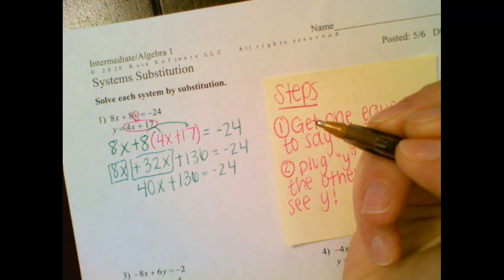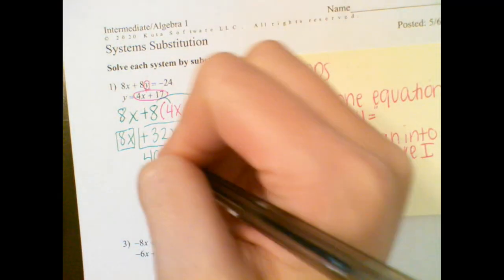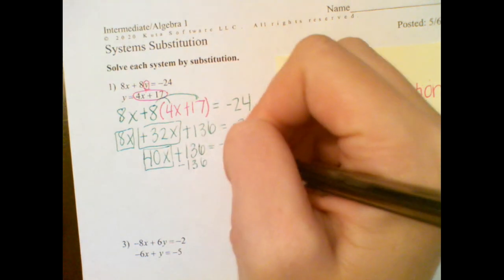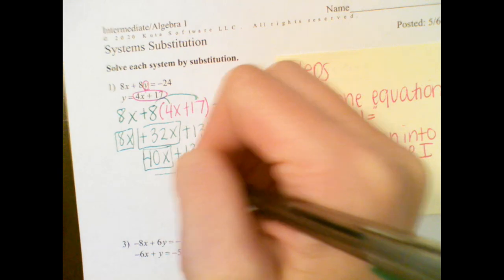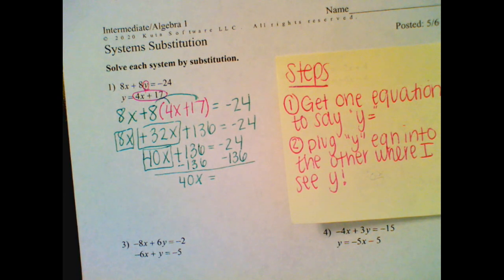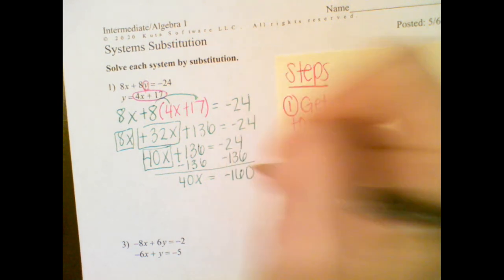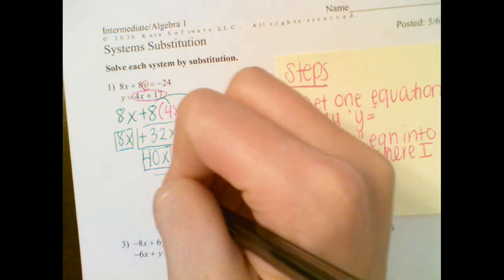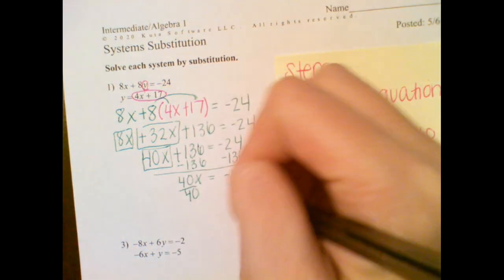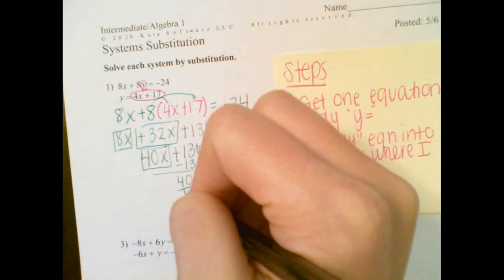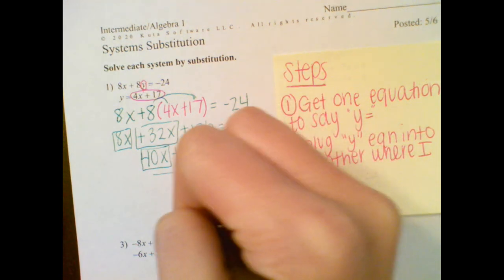I need to get x by itself. So I minus 136, minus 136. 40x equals negative 24 minus 136 is negative 160. Divide by 40. And I get x equals negative 4.